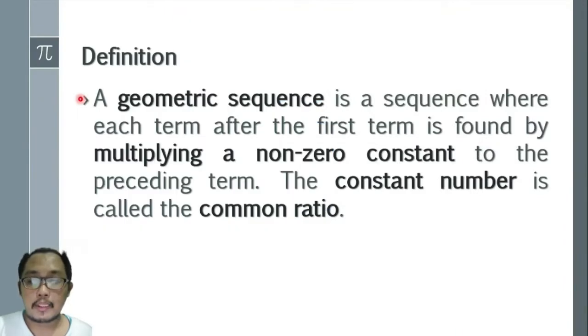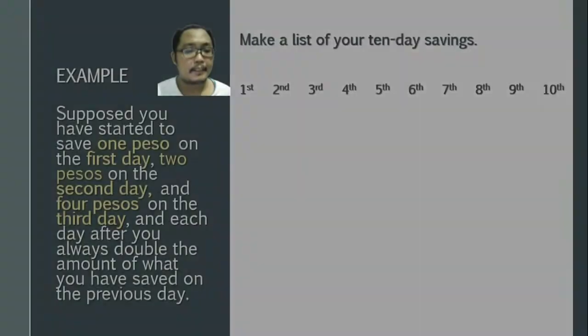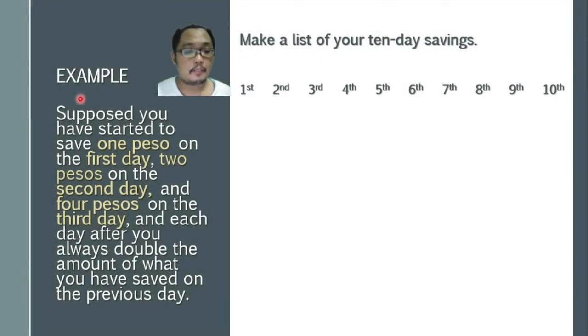A geometric sequence is a sequence where each new term after the first term is found by multiplying a non-zero constant to the preceding term. The constant number is called the common ratio. To further understand the definition of the geometric sequence, let us consider this example.